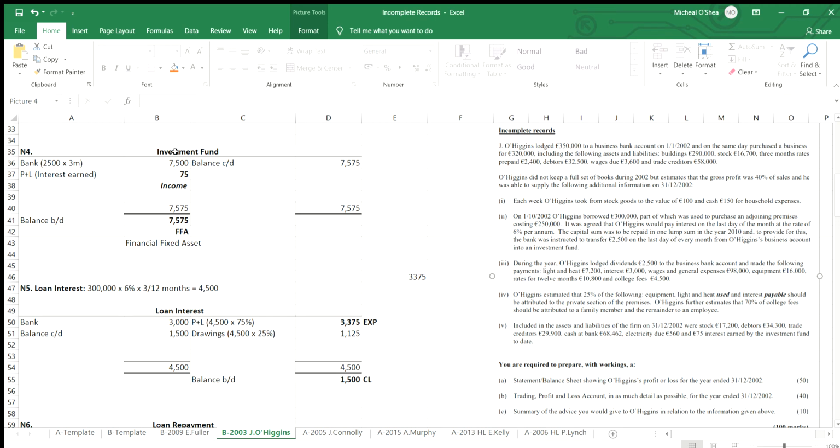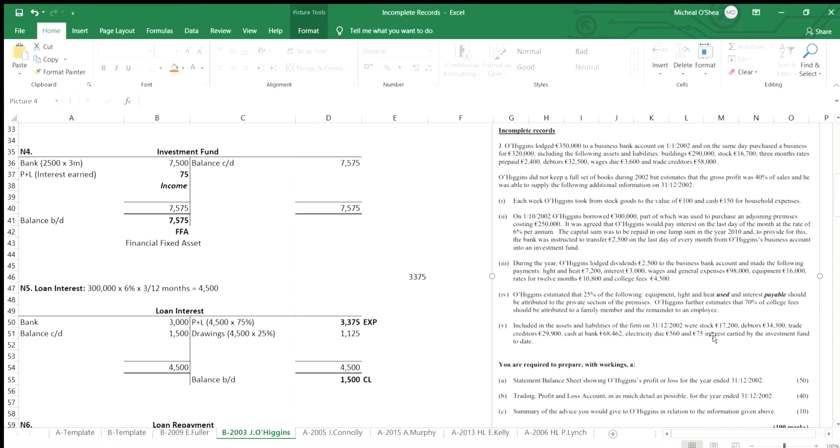And we're showing this here in our investment fund account. How much money did we put into the investment fund? Well, I had 3 months. I had the end of October, the end of November, and the end of December. For all those 3 months, I took out 2,500 from the bank and put it into the investment fund. So to calculate how much money is in the investment fund at the end of 2002, I have my 2,500 a month multiplied by 3 months is 7,500, and that's the money that I invested.